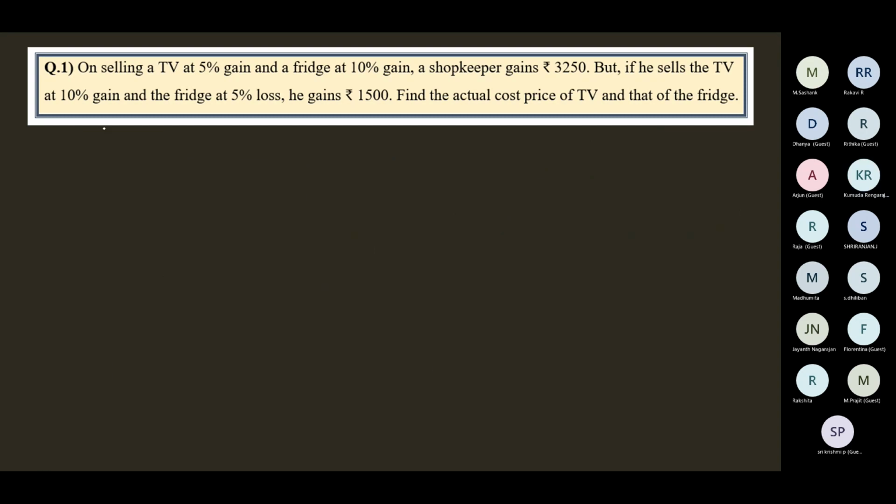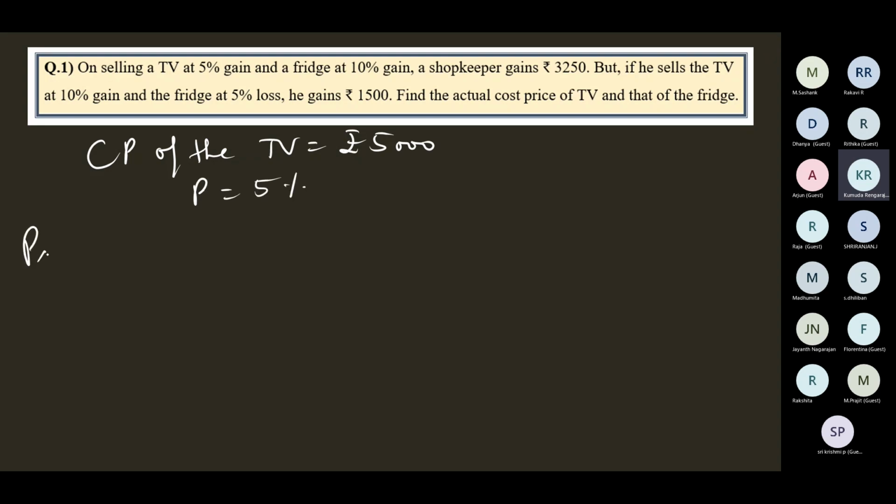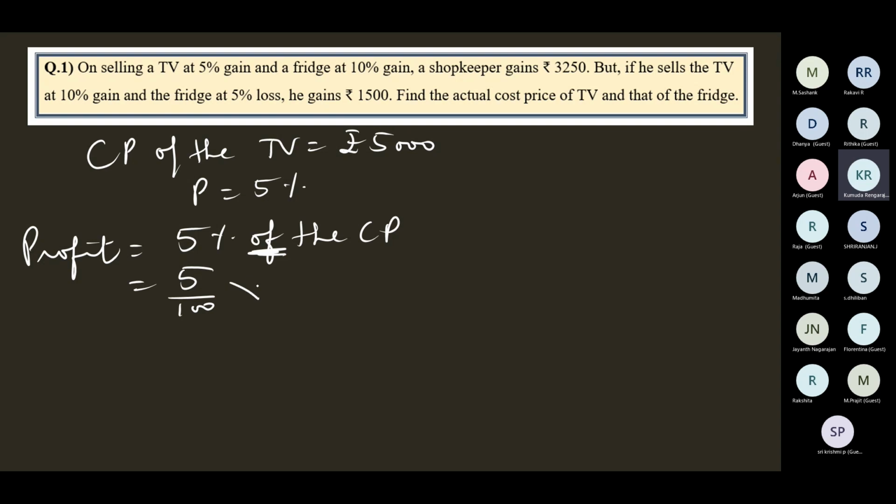So now, if you assume that CP of the television to be rupees 5,000, and the profit percent is given to be 5%, what is the profit in rupees? Profit in rupees will be 5% of the CP. Of the CP meaning of 5,000 rupees. So 5% is 5 by 100. Of in mathematics means into, and CP is 5,000.